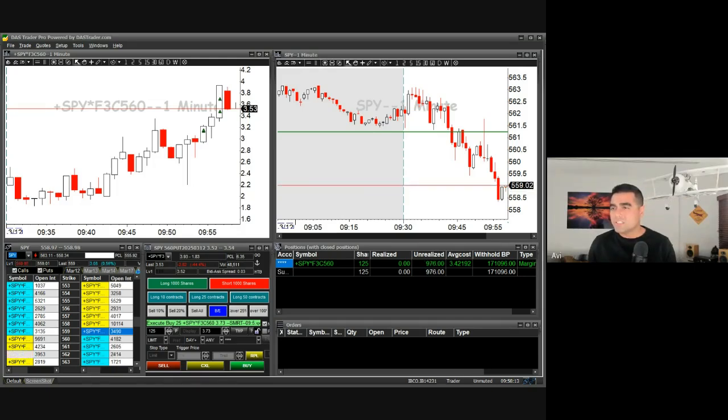163.70 is where I would target the bottom. I'm looking around, I don't see any setups other than the SPY thing. And ideally it runs.